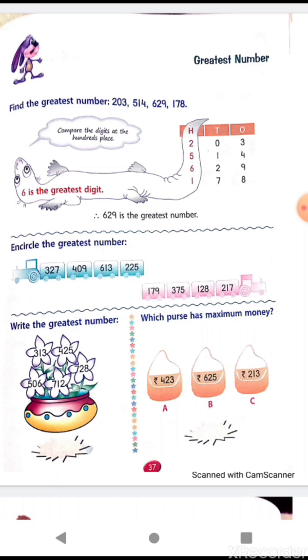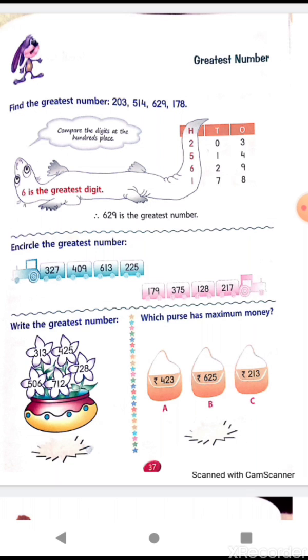Now write the greatest number out of 313, 425, 728, 712 and 506. All the numbers have equal number of digits, that is 3. So we first compare the digit at hundreds place. So it is 5, 3, 4, 7 and 7. Now 7 is obviously greater than 5, 4 and 3. So we are left with 712 and 728.